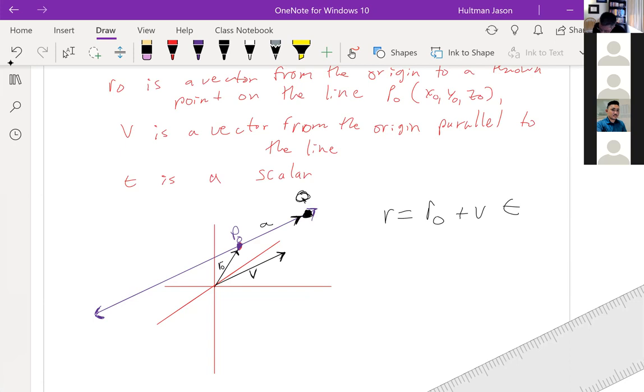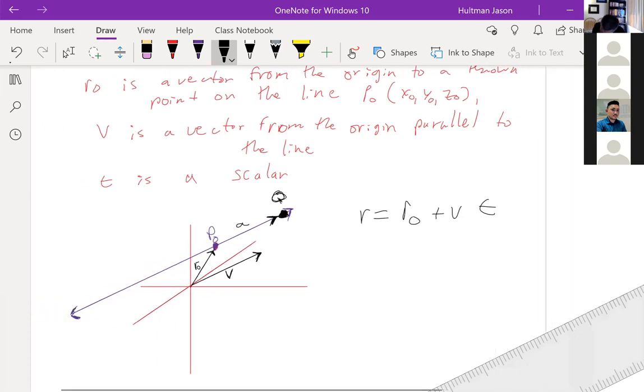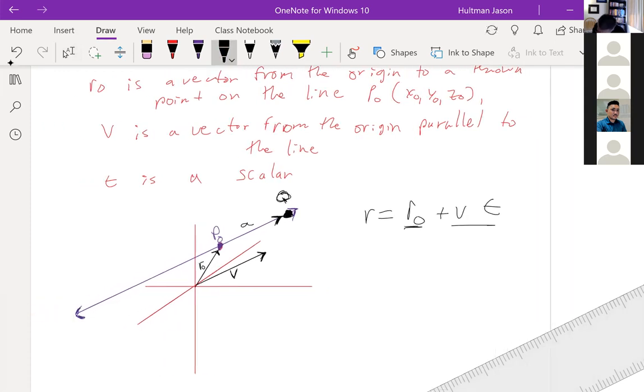Okay, so what is R naught plus V naught, or Vt, I guess you could say? What's the addition of this? Well, it's this guy here. We're going to add this vector to this vector, right? We're going to do vector addition, and we're doing tail to tail addition. So it's a parallelogram.